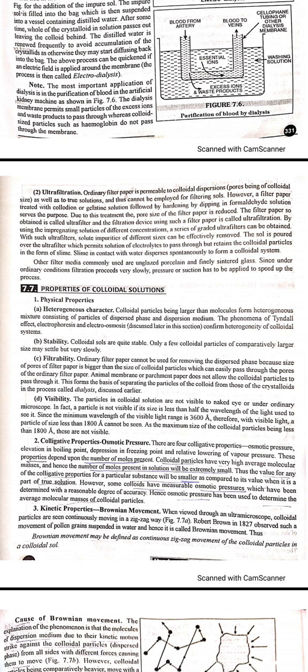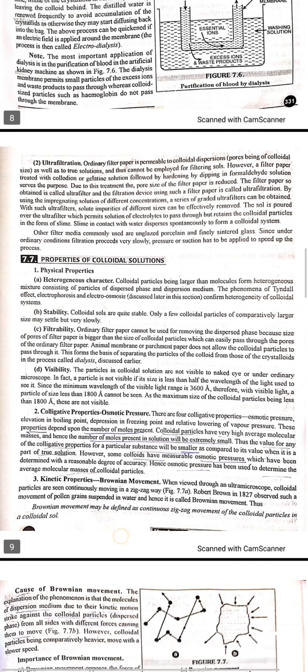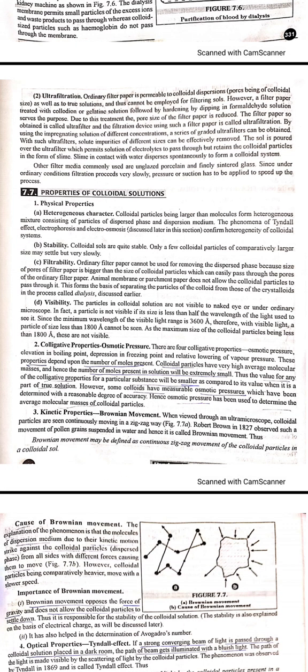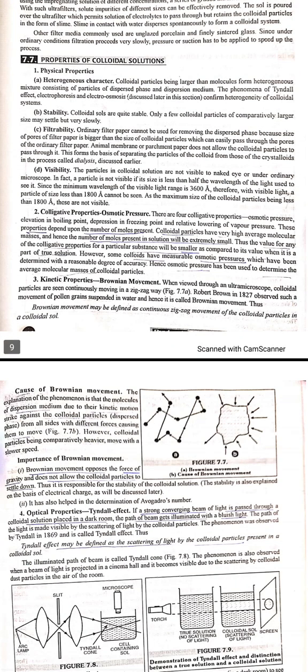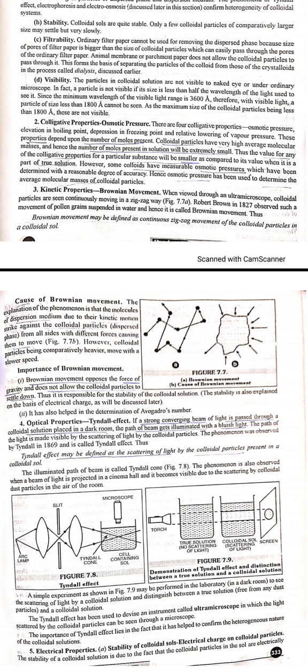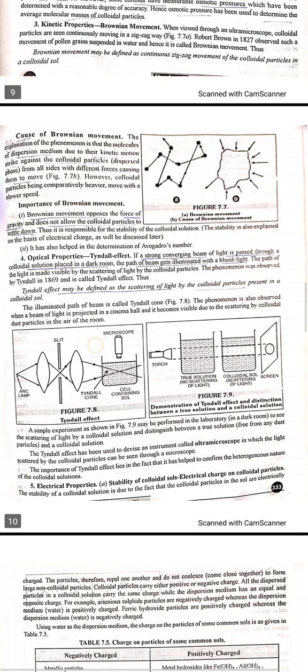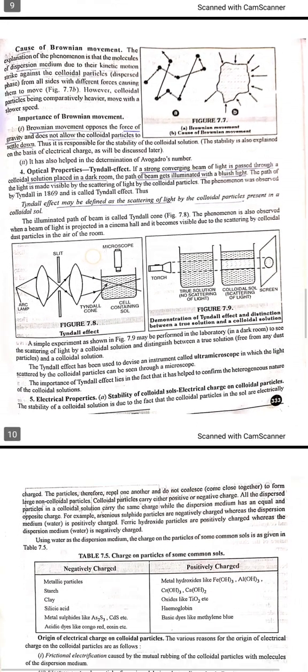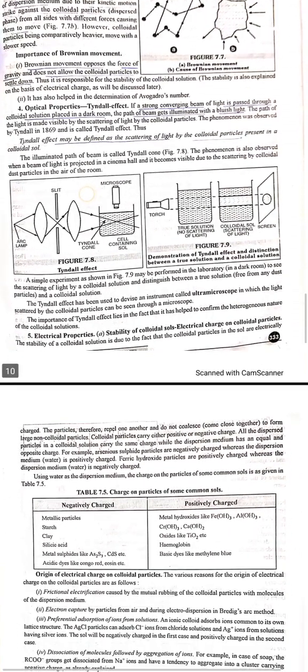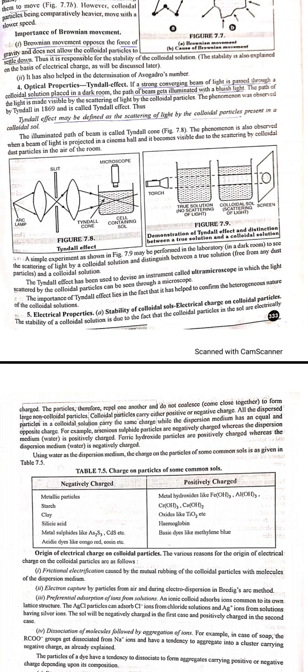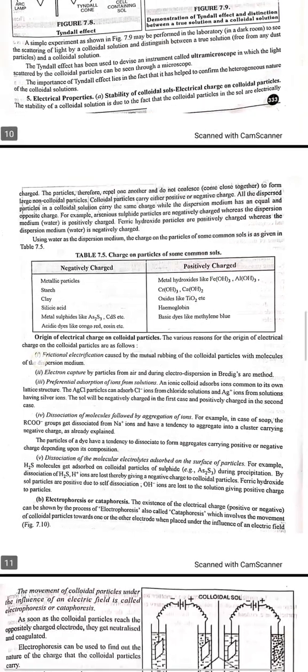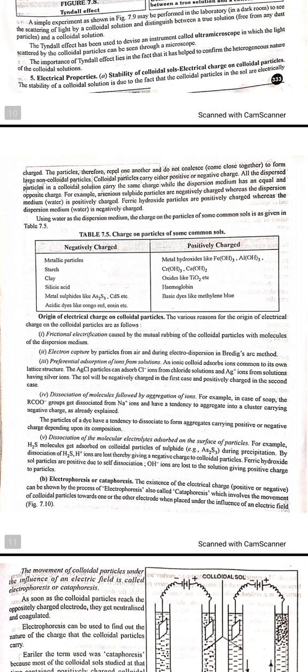Then our second is colligative properties on the basis of osmotic pressure. Third one is kinetic properties on the basis of Brownian movement. Then we'll study about the causes of Brownian movement, then the importance of Brownian movement. Fourth one is optical properties on the basis of Tyndall effect. Fifth one is our electrical properties, in which we have stability of colloidal sols and electrical charge on colloidal particles. Then in this we have electrophoresis or cataphoresis.